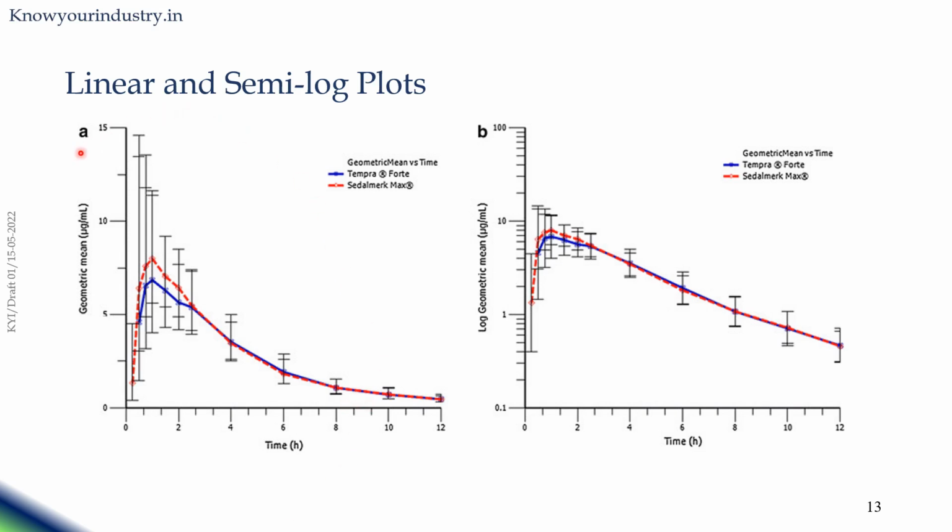This is a typical linear plot where you have the concentration on the y-axis and the time on the x-axis, where the test and reference products are presented with the standard deviation, and standard deviations are represented by the error bars. And on the right side, you can see the semi-log plot where the y-axis is log transformed and the x-axis is not log transformed. Typically the semi-log plots are used to calculate the elimination parameters.